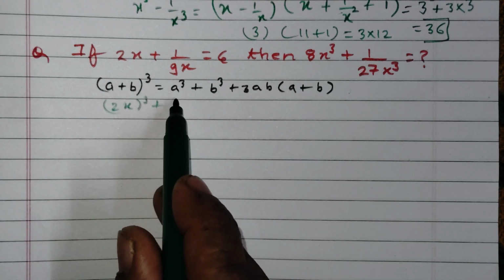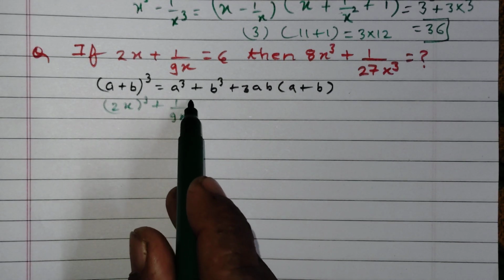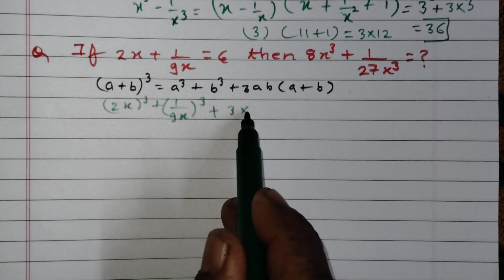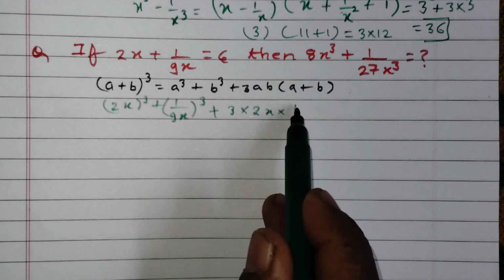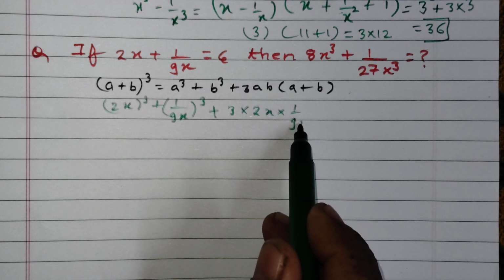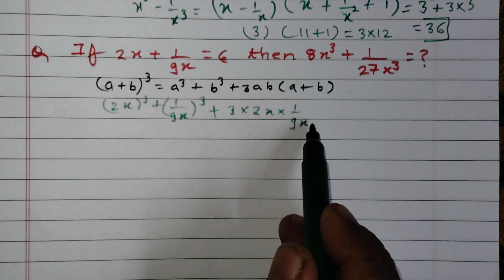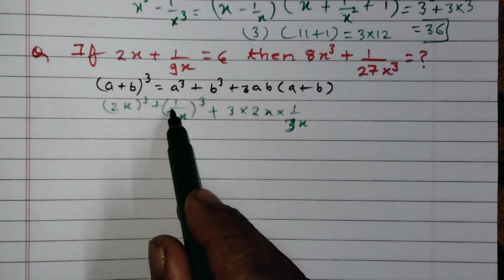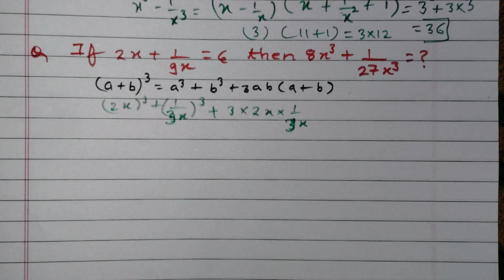plus 1 upon 9x cube plus 3 times 2x into 1 upon 9x. There is 3x, not 9x. There is 3.